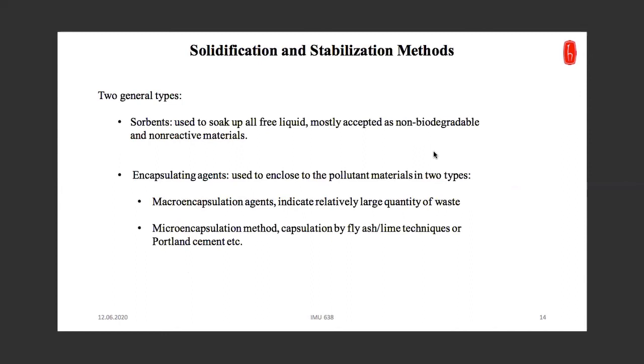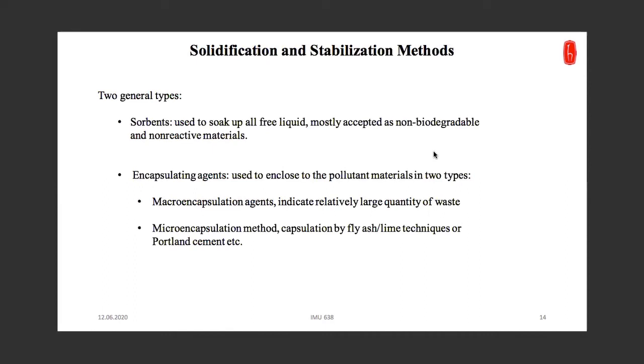Sorbents, which are solid materials, are used to soak up all free liquids. This process is called sorption, basically. And we use materials like activated carbon, various forms of gypsum, anhydrous sodium silicate, clays, zeolite, and some natural pozzolans. This kind of material can be sorbents. The most suitable sorbents are non-biodegradable and non-reactive materials. For example, we use fly ash and gypsum for this kind of process.